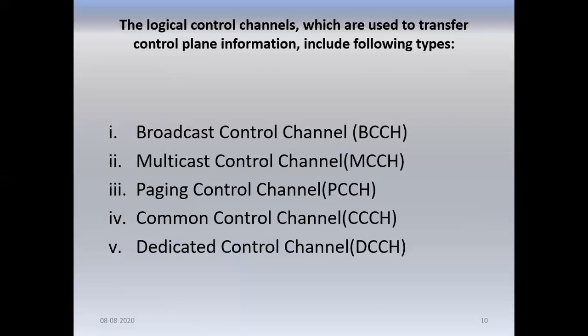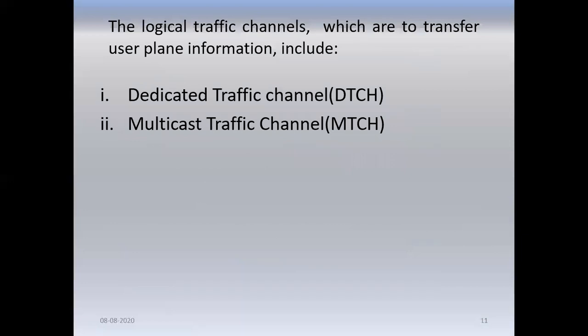So these are the channels being used for control information. One is the broadcast control channel, in short called BCCH, then multicast control channel, paging control channel, common control channel, and dedicated control channels. So these are the control channels used to send the control information through logical channels. And these are the traffic channels: dedicated traffic channel and multicast traffic channel.